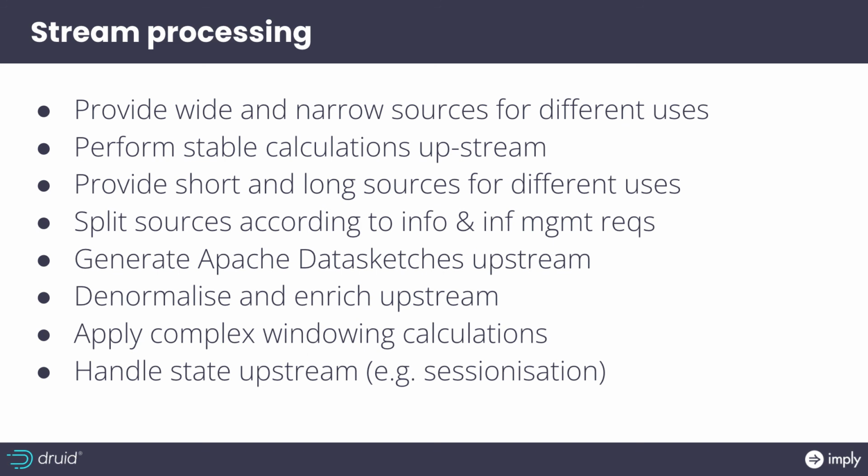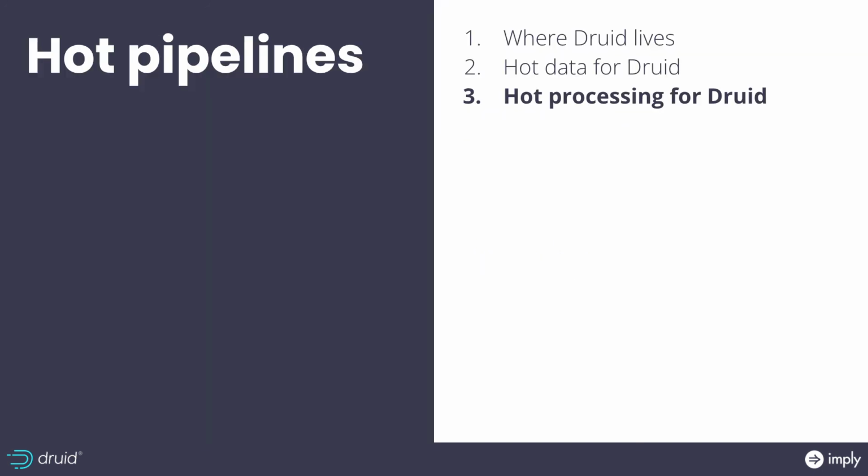So here we go. Nice summaries. Think about wide and narrow sources for different use cases. Think about performing calculations upstream if you can. Think about short and long sources for different uses, splitting your sources according to information management requirements. Definitely get into the weeds with Apache Data Sketches. Think about denormalizing and enriching upstream, minimizing the number of joins and subqueries you have to do. Think about applying any really complicated windowing calculations upstream, and importantly, handling state upstream.